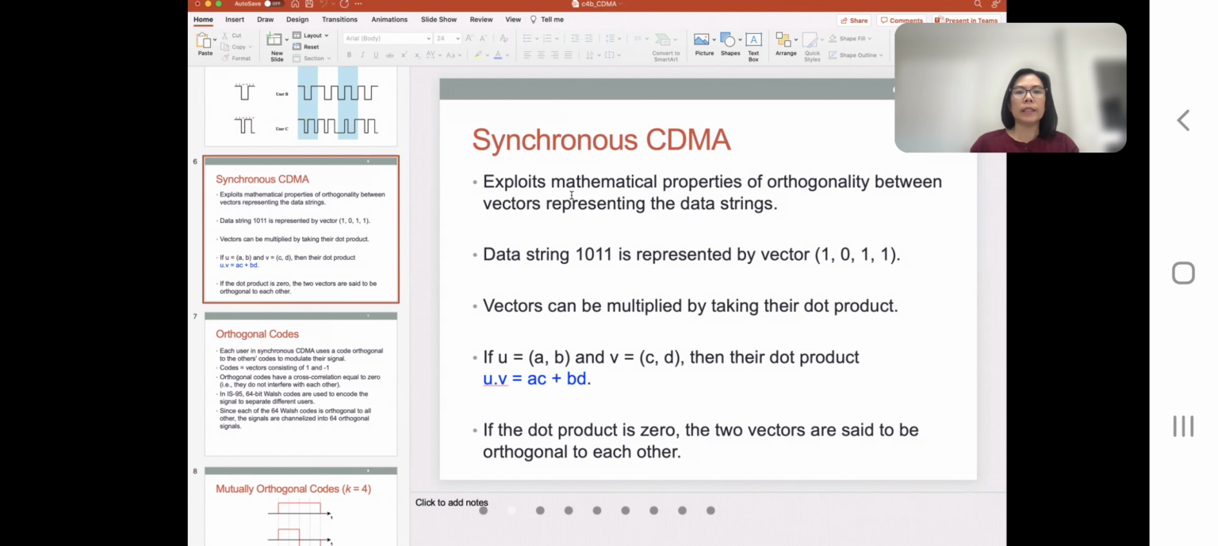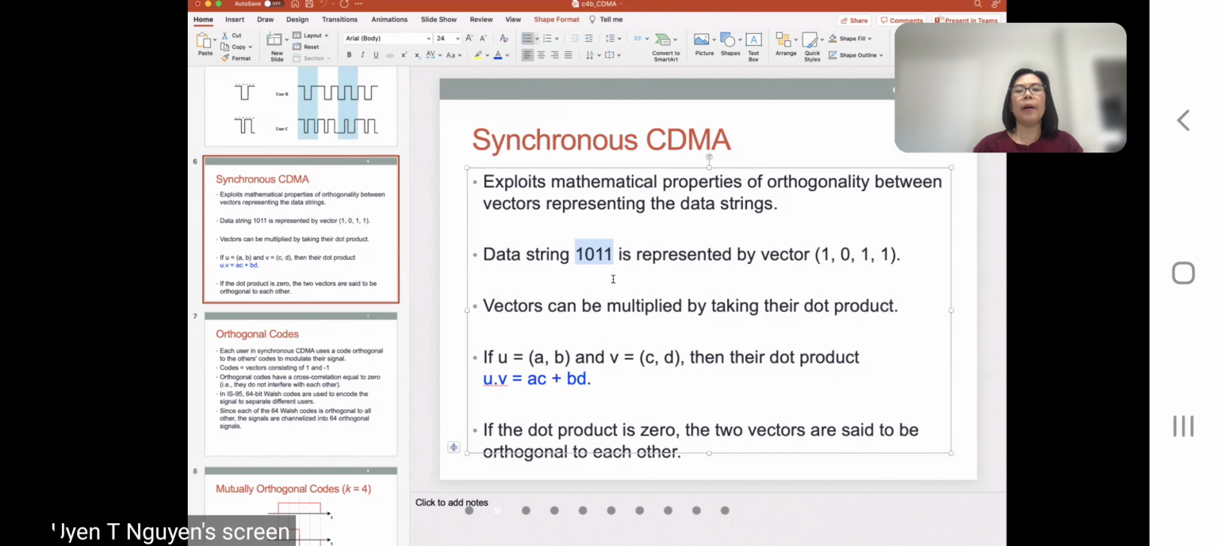If we talk about synchronous CDMA, it exploits the mathematical property of orthogonality between vectors representing data strings. If we have a data string like this, then it can be represented by this vector. We separate the bits into different components of a vector. We use vectors here to explain the math, but if we implement this in a system, we would have electronic circuits to do these tasks.